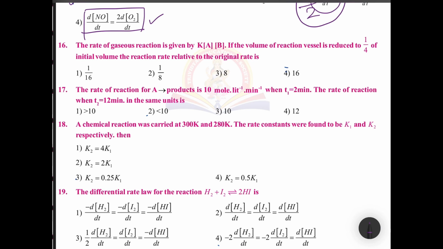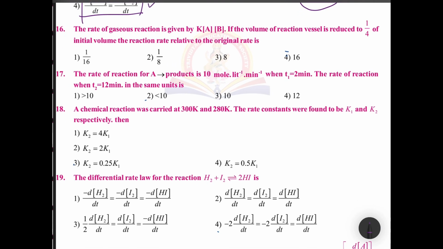The rate of a gaseous reaction is given by K[A][B]. If the volume of the reaction vessel is reduced to 1/4 of the initial volume, the reaction rate relative to the original rate is, very simple. When you are decreasing the volume by 4 times, concentration increases by 4 times. For A it increases 4 times, for B it increases 4 times. So 4 into 4, that is going to be 16 times. Decreasing the volume to 1/4 means increasing the concentration by 4 times.